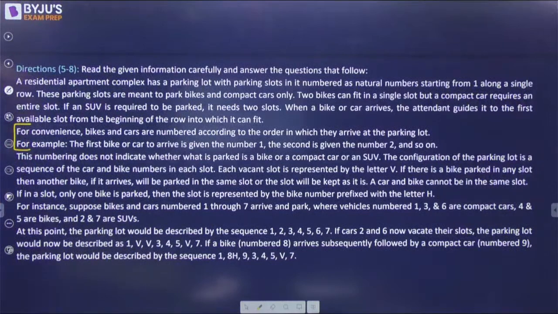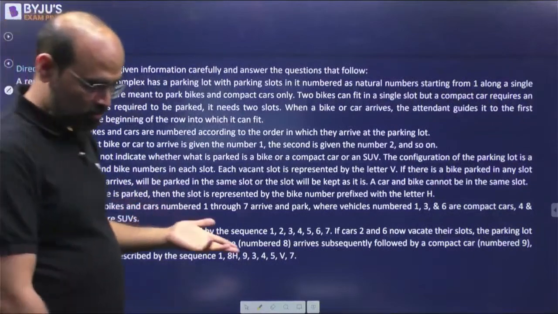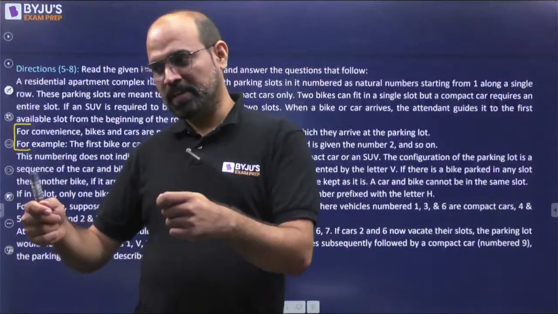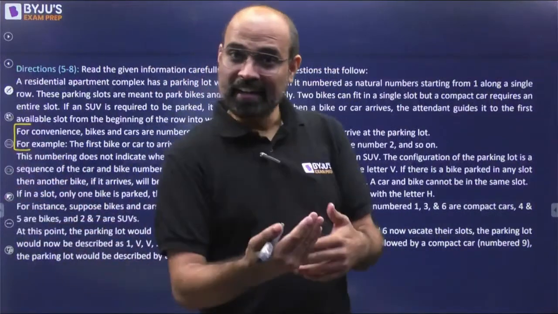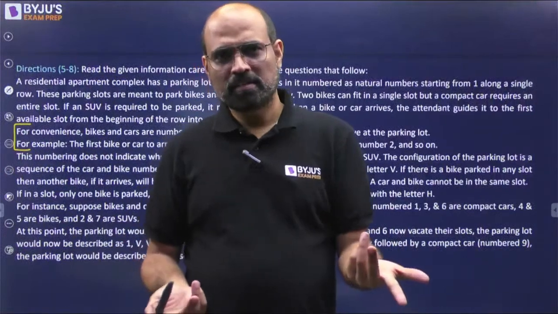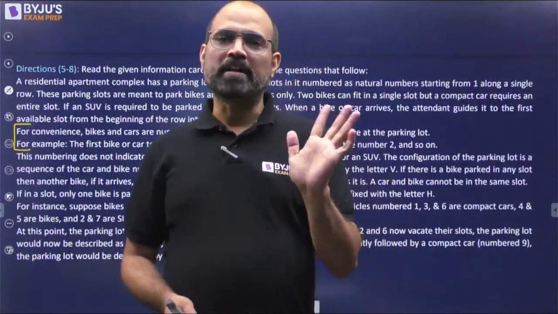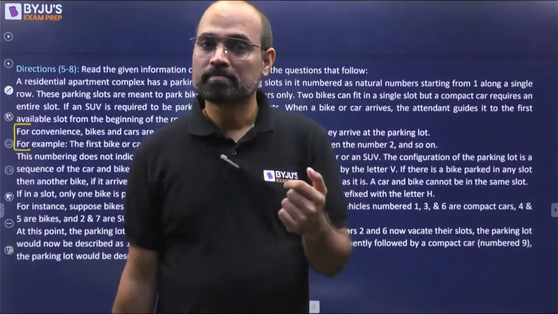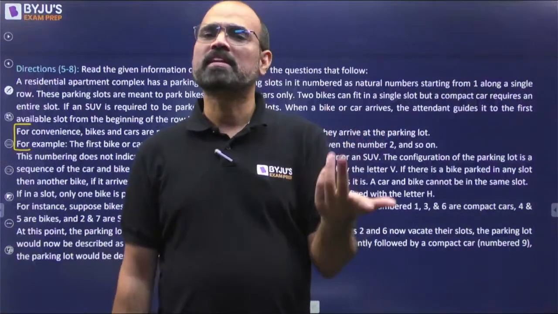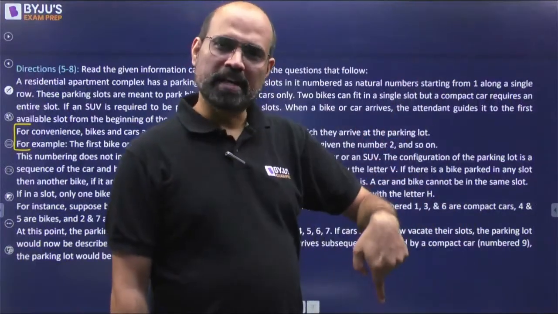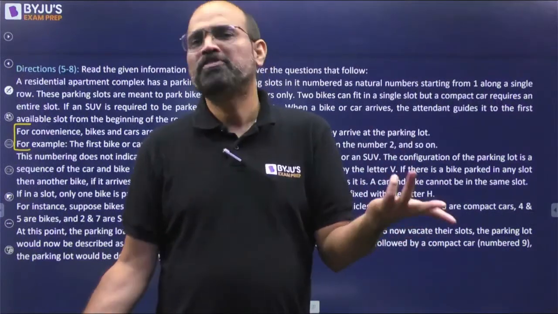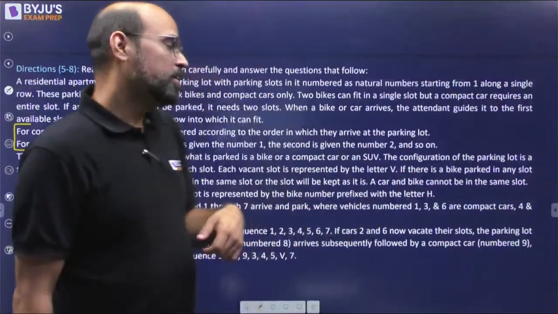Next, this number does not indicate whether what is parked is a bike or a compact or an SUV, which makes sense. If we are not identifying the vehicle using a unique combination when they enter, तो हमें पता ही नहीं चलेगा. Somebody says, how many parking tickets have you issued? If I am the parking lot attendant, I will say 6. And if he asks me, कि 6 में से कितने car, कितने bike है? And if I'm not keeping a track, I can simply say, I don't know. Maybe all 6 were bikes. Maybe 5 of them were SUVs and 1 was a bike, right? Okay.